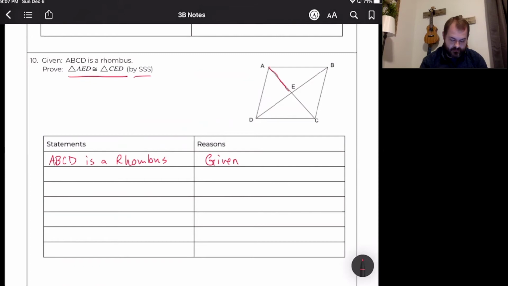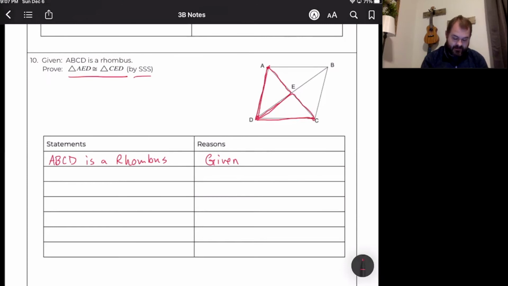So I'm going to have us trace to specify which triangles we're using: AED and CED. Now, I could use several different methods for proving these triangles are congruent. I could use HL here because the diagonals are perpendicular. That creates those 4 right triangles inside there. But I don't need to in this case. In this case, I'm just going to use side, side, side. And here's one of the reasons that sides would be congruent. In any rhombus, all 4 sides are congruent.